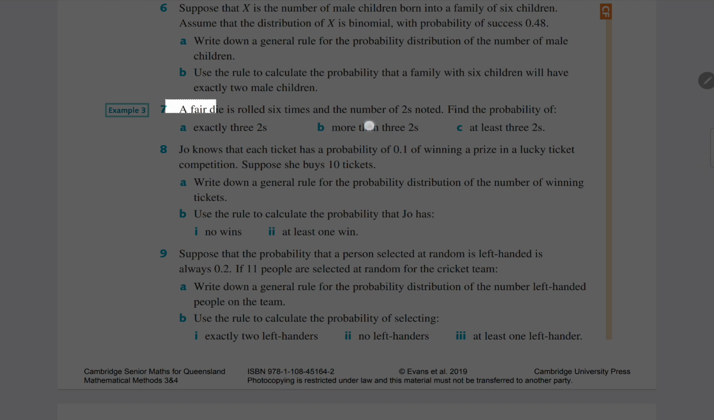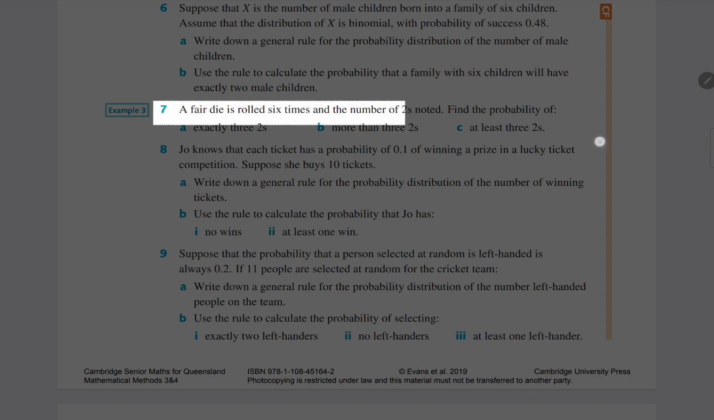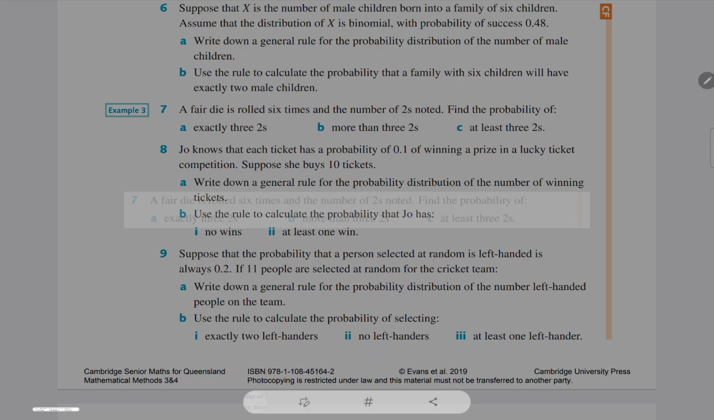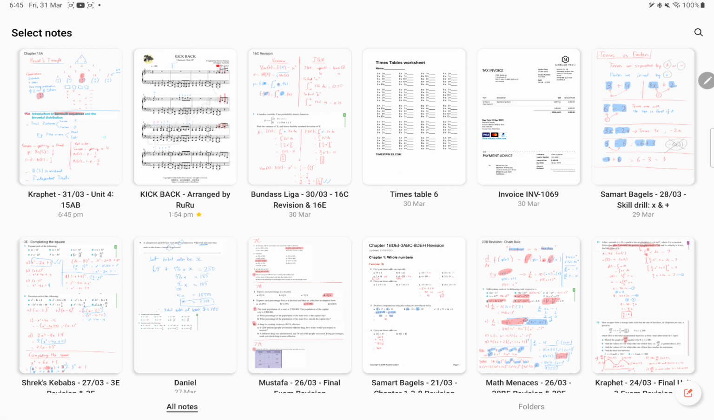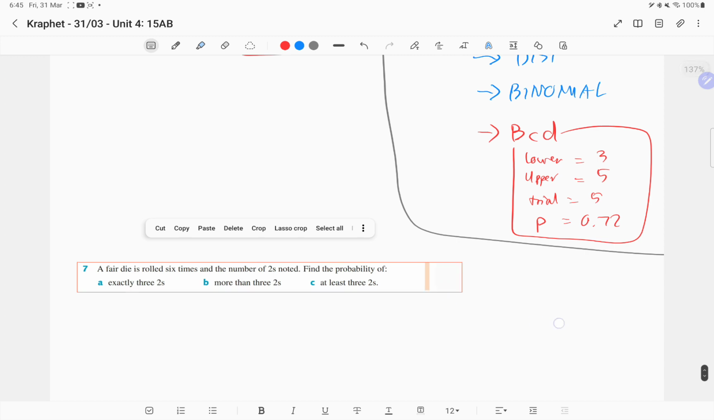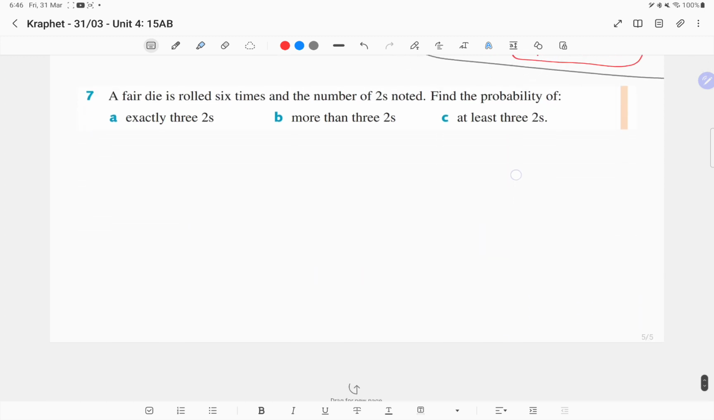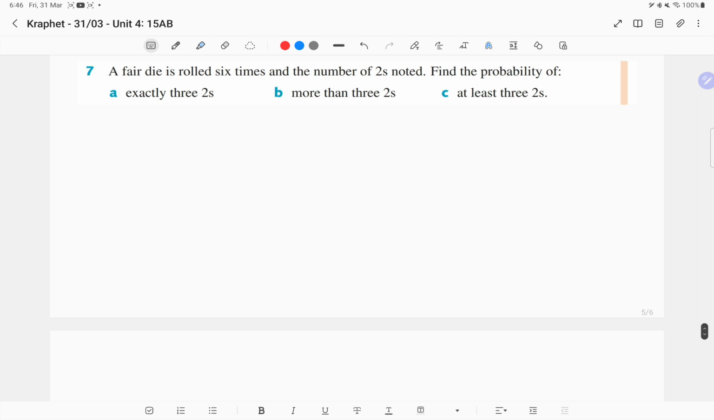Right, 7. A fair die is rolled 6 times and the number of 2s noted. Find the probability of exactly 3 2s.